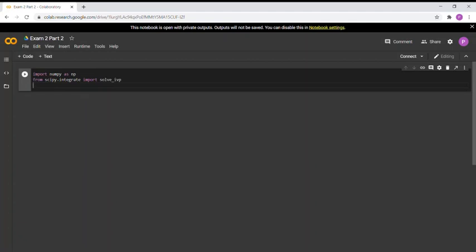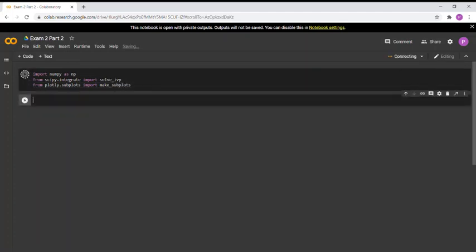We will plot, so we have plotly subplots import. Alright, I'll input all the given information.